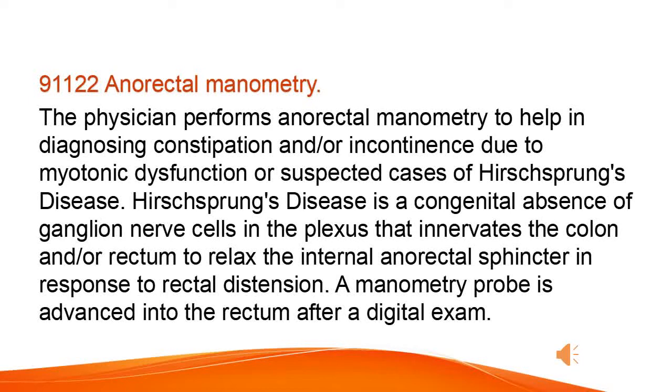Anorectal manometry. The physician performs anorectal manometry to help in diagnosing constipation and/or incontinence due to myotonic dysfunction or suspected cases of Hirschsprung's disease. Hirschsprung's disease is a congenital absence of ganglion nerve cells in the plexus that innervates the colon and/or rectum to relax the internal anorectal sphincter in response to rectal distension. A manometry probe is advanced into the rectum after a digital exam.